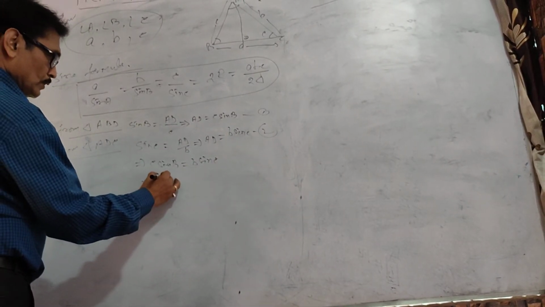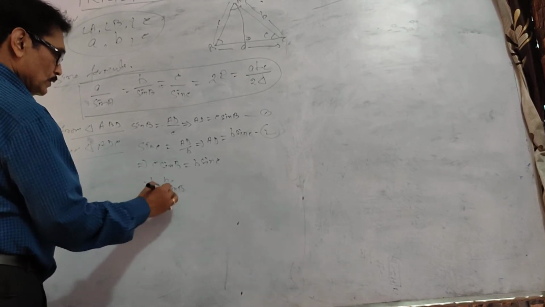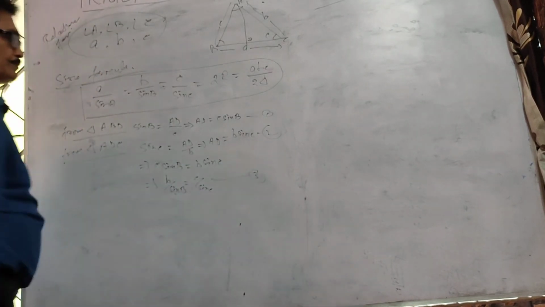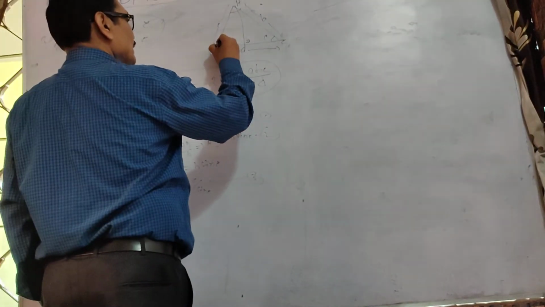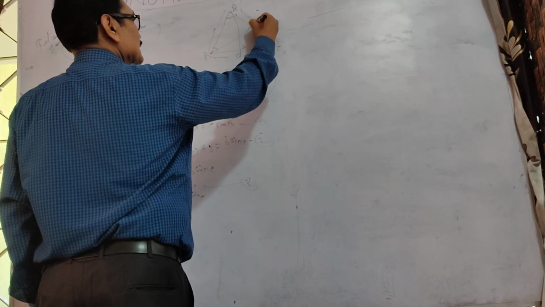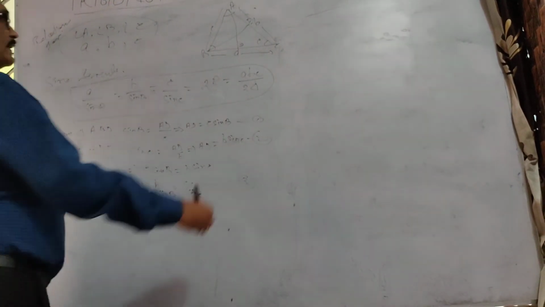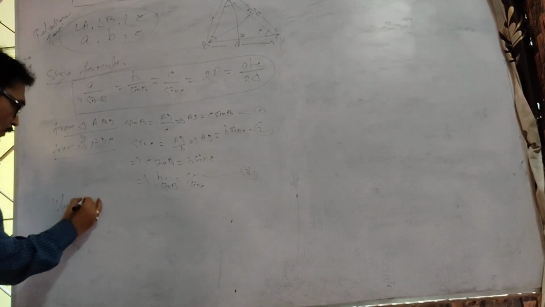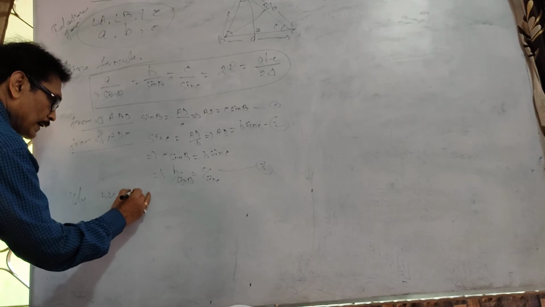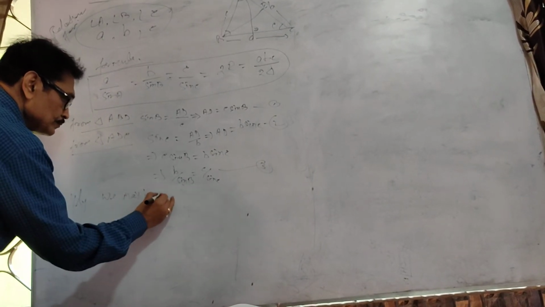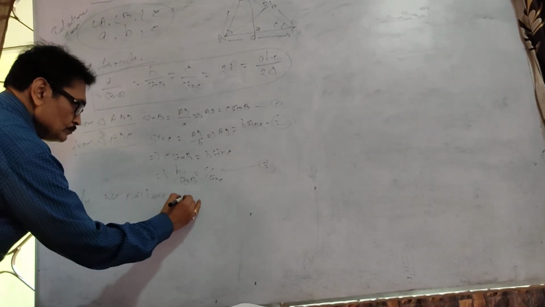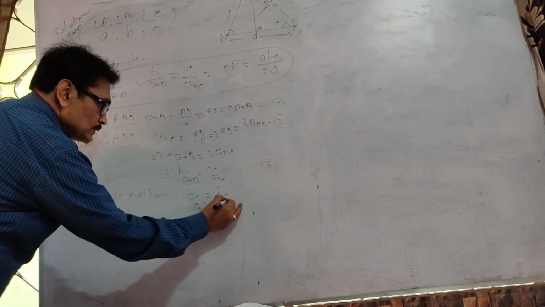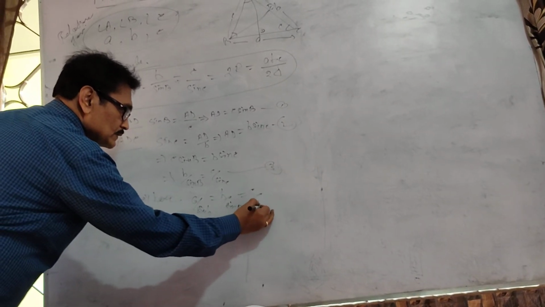This implies b upon sin B equals c upon sin C. Similarly, when we draw a perpendicular from B, there is a relation for the angles B, C and A. So similarly, we may have a by sin A equal to b by sin B equal to c by sin C.